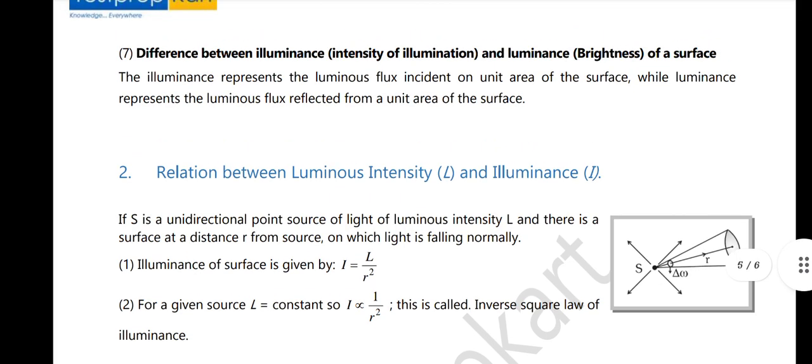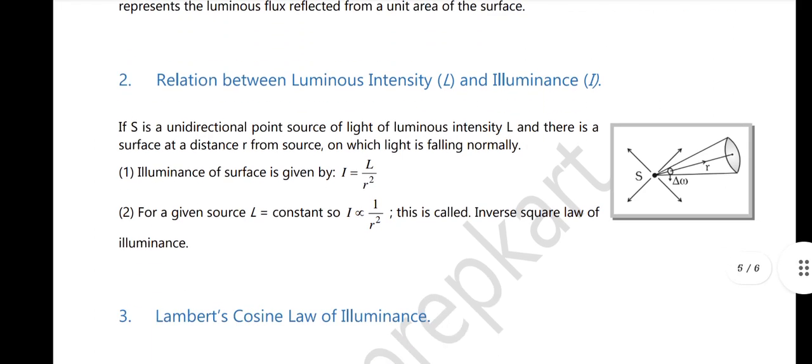Then what is the difference between illuminance and luminance of a surface? Illuminance represents the luminous flux incident on a unit area of the surface, while luminance represents the luminous flux reflected from a unit area of that surface.